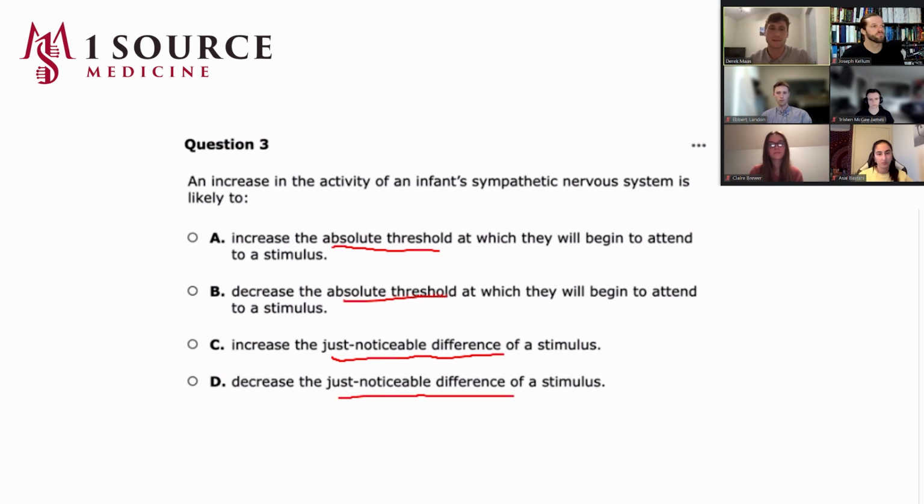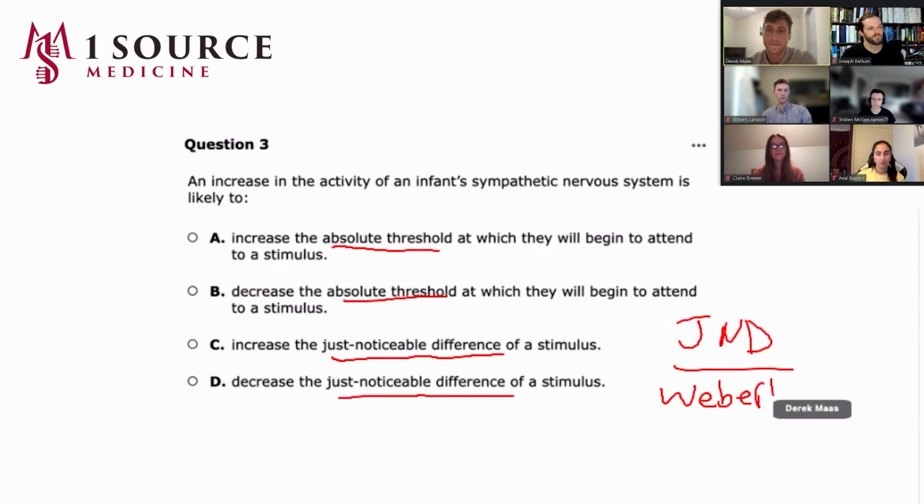And I want to ask myself, what do I know about these terms? And do I know any other terms that are associated with either the absolute threshold or the just noticeable difference? For me, when I first think about the just noticeable difference, the first term that comes to mind is Weber's law. Weber's law states that an increase in the just noticeable difference is related to a proportional increase in the stimulus, or the other way around. So when the stimulus increases, the just noticeable difference increases as well.